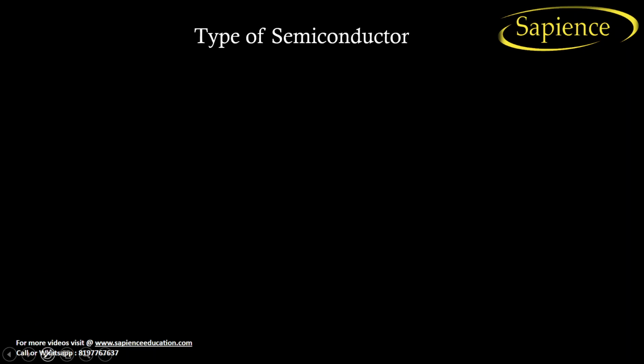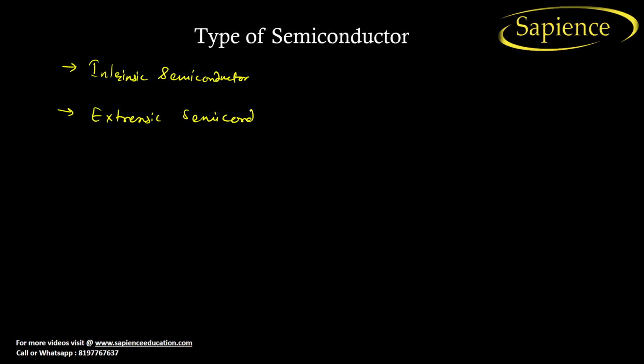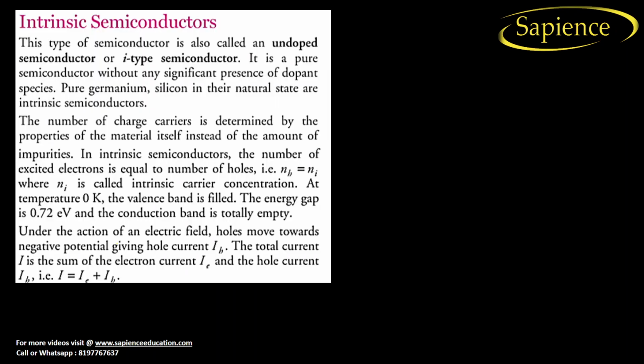Now there are basically two types of semiconductor: intrinsic semiconductors and extrinsic semiconductors. I will discuss both one by one. First of all, you need to understand what an intrinsic semiconductor is.